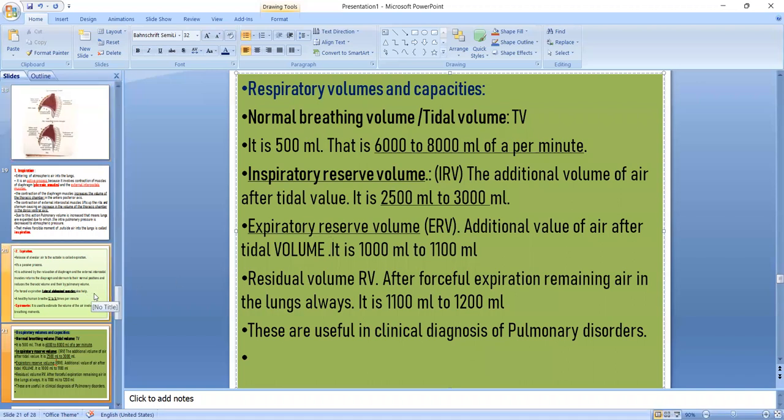Okay, so here manam ante tidal volume ante expire normal expiration tarvata lungs lo unde volume of air value 1000 untundi.